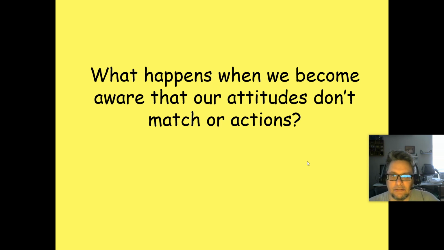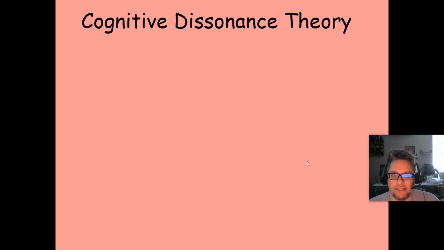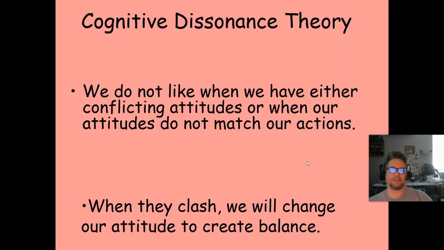So what happens when we become aware that our attitudes don't match our actions? That is called cognitive dissonance. All right, so we don't like when our attitudes don't match our actions. Some people would say that's being hypocritical, right? And we wind up with a cognitive dissonance. I want to protect the environment, but I still drive 22 miles to work, or used to, back before this. When they clash, we usually change our attitudes to create the balance. So every now and again, we'll change our behaviors, but more often than not, we'll change our attitudes. Well, the students really need me, and so it's okay for me to drive that far, but other people should not.